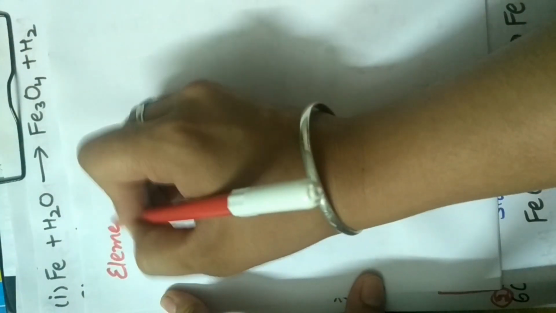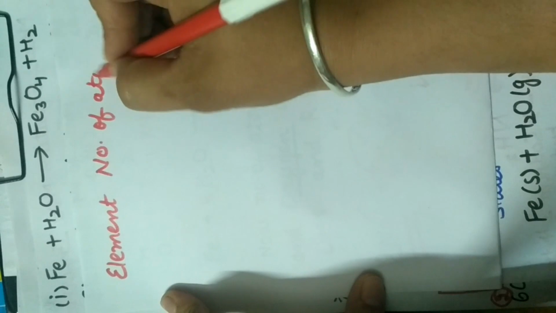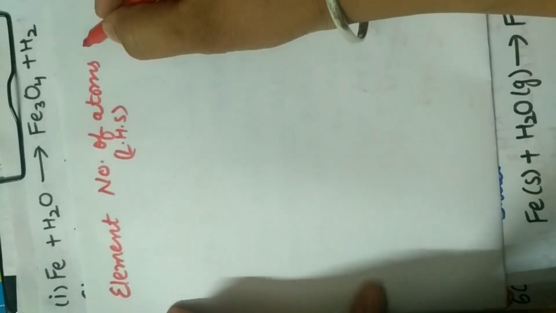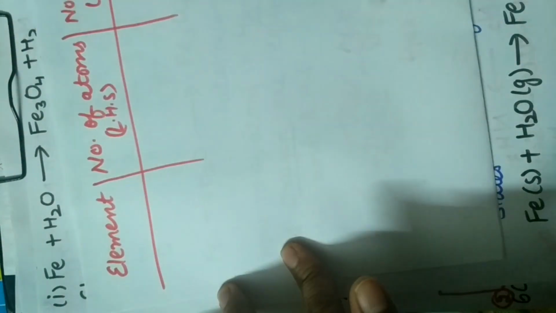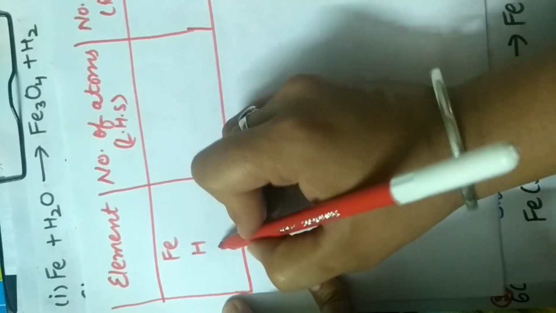We have to write the elements which are present, then we write the number of atoms which are on the left hand side, that is on the side of the reactants. And the next one is the number of atoms on the right hand side. Now I will discuss all of these one by one, as this is how we do the balancing here. The element first which is present here is Fe, iron, then hydrogen is here, as well as oxygen is here.